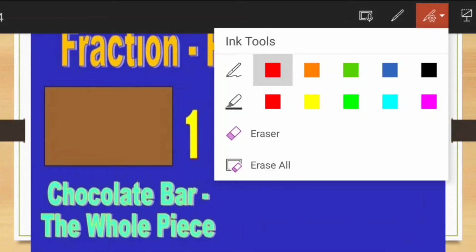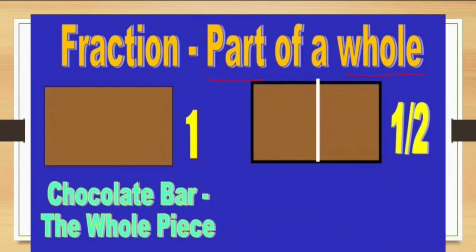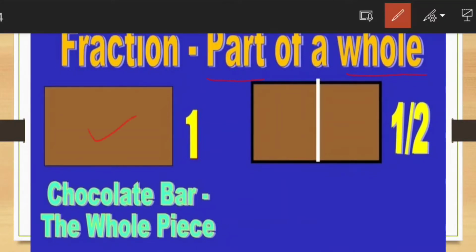What are those terms? First is part. Part, yes. And the second word is whole. Whole, correct. So, as you can see, here is one chocolate. Can you see? Yes, and the name is chocolate bar. Do you all like chocolates? I hope your answers are yes. So, can you see that chocolate is full? Like a full chocolate of Kit Kat. Yes. So, whenever we see anything which is full, then that thing is known as whole.